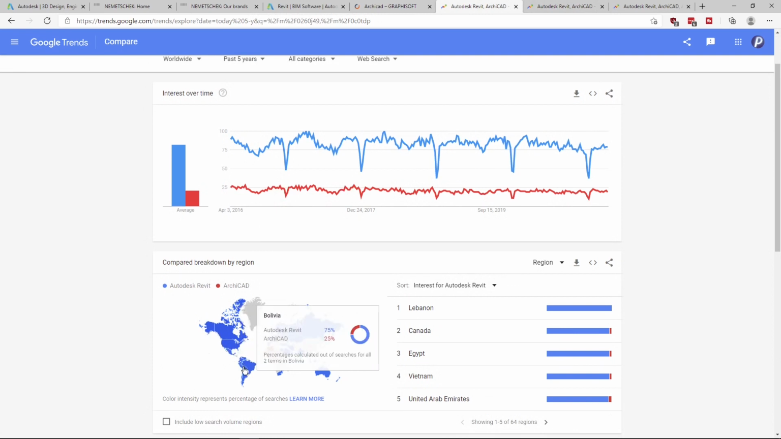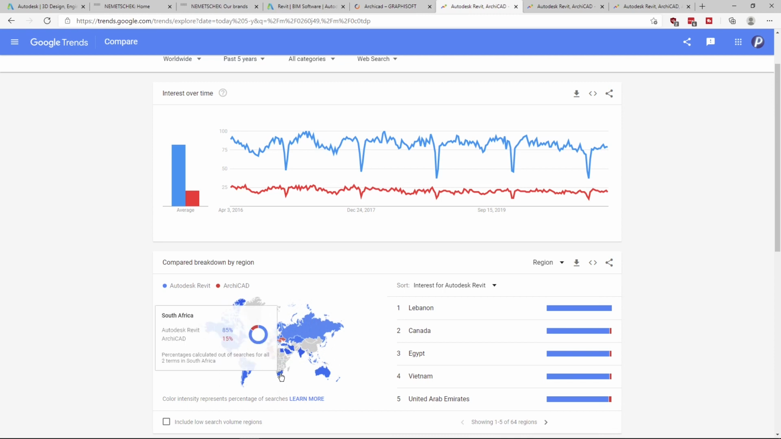Also in South America, 90% or 75%. Brazil, 90%. Argentina, 82%. Also in South Africa, 85% Revit. In Australia, 81% Revit. In United Kingdom, Revit 92%. In Saudi Arabia, 94% Revit. India, 96% Revit. So in all of these countries, ArchiCAD is almost non-existent.